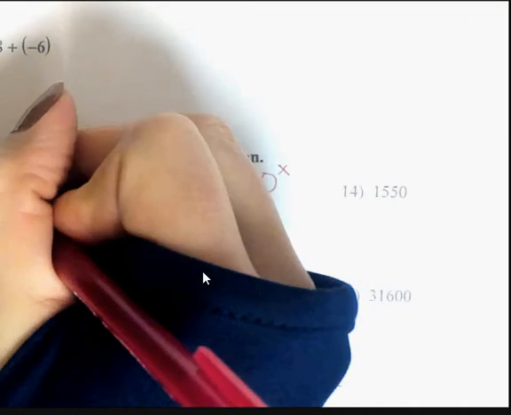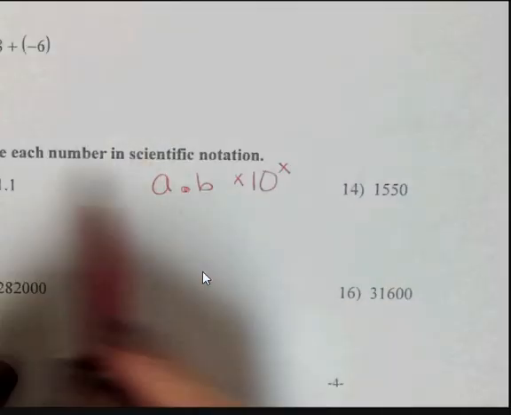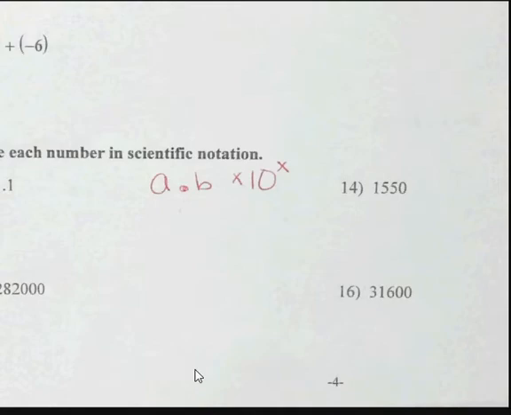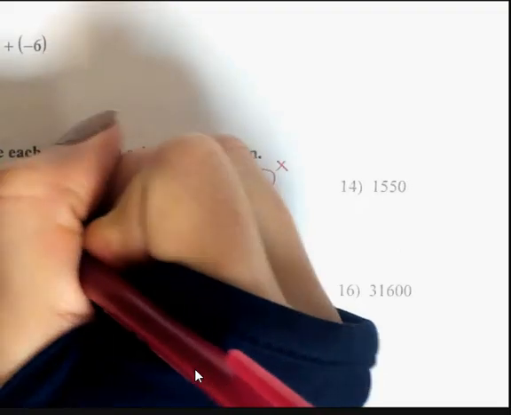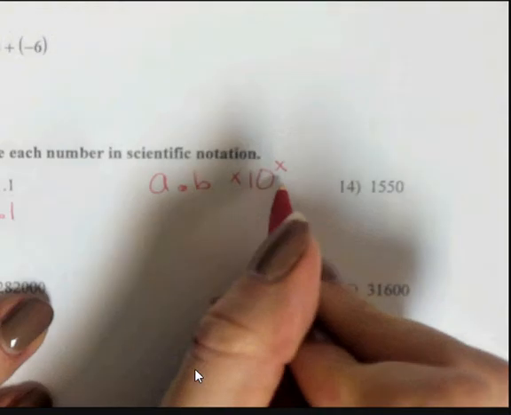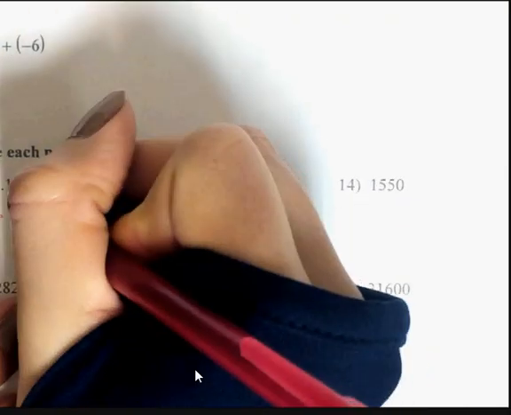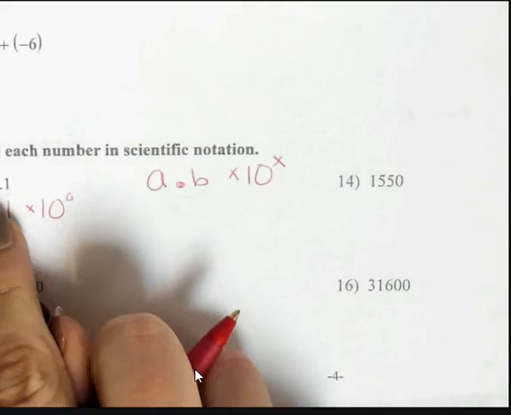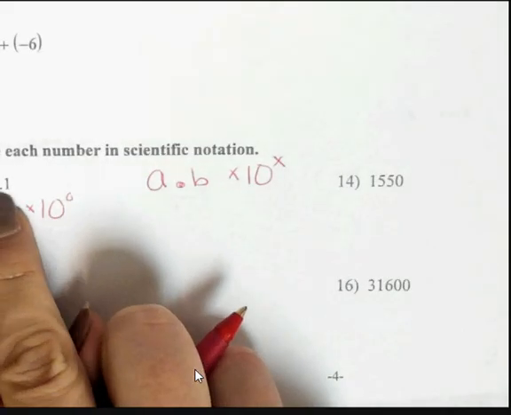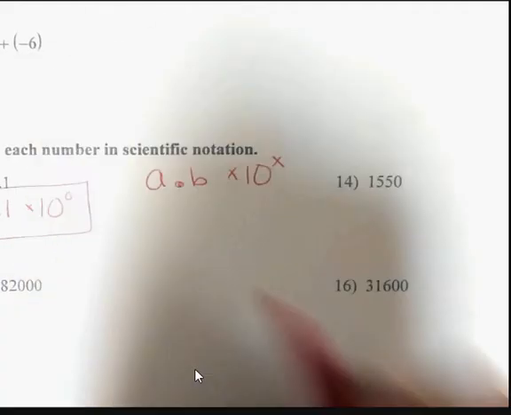Now, number 13, this already looks like this. The 1 1/10 or 1.1 is already good to go. So I don't want the decimal to move at all. So in that case, I would just put times 10 to the 0 power. 0 tells me I'm not going to move the decimal. It is where it's meant to be. So that would be the scientific notation for this.